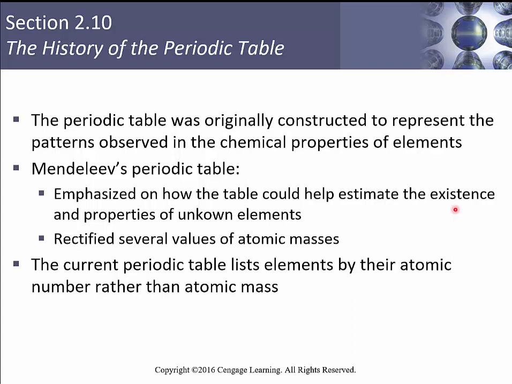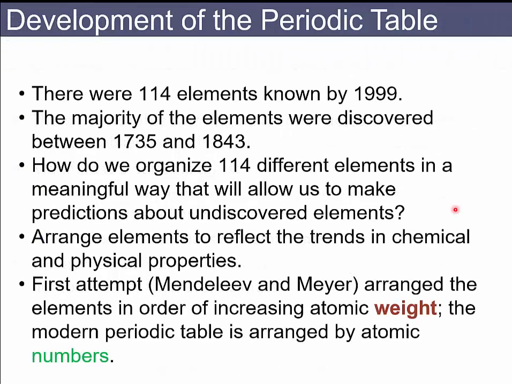The current periodic table lists elements by their atomic number rather than their atomic mass. And as we'll see, it's actually organized based on the electronic structure and the quantum numbers we just talked about. But there were 114 elements known by 1999. The majority of the elements were discovered between 1735 and 1843.